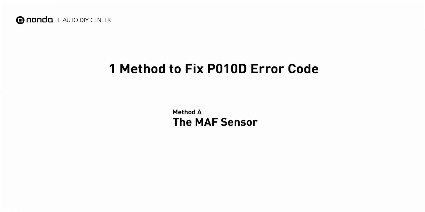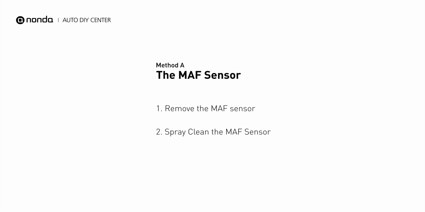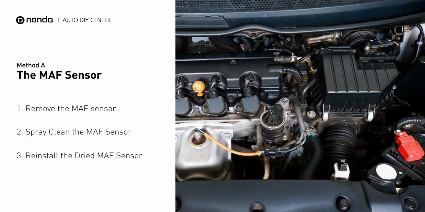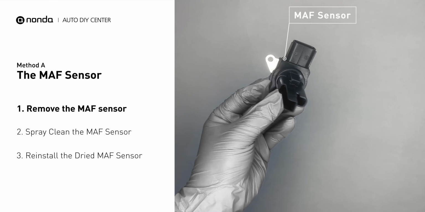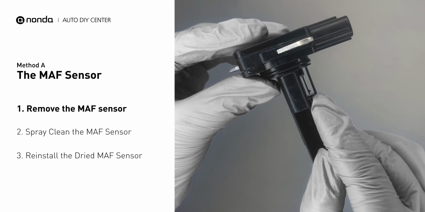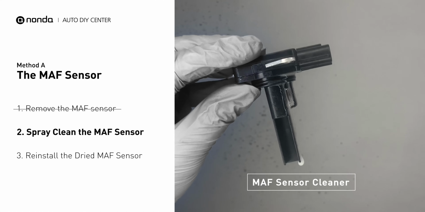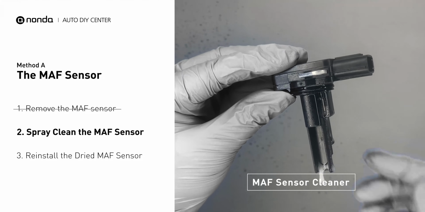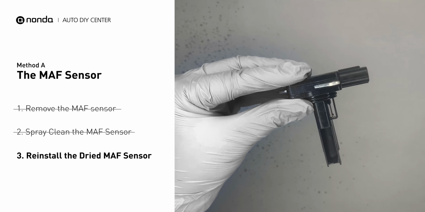Here is one simple DIY method you can try to solve this problem. Method A, MAF Sensor. MAF sensors are located between the air filter and the throttle body. Carefully remove the MAF sensor from your car and do a quick inspection around. The wire inside often gets dirty and needs to be cleaned. You can spray the MAF sensor cleaner onto the wire perpendicularly to the ground so that it won't damage the MAF sensor. Reinstall the MAF sensor back in the car after it gets dry.